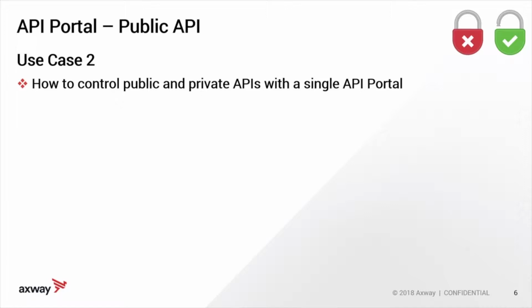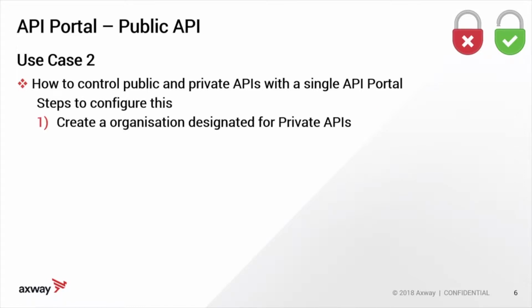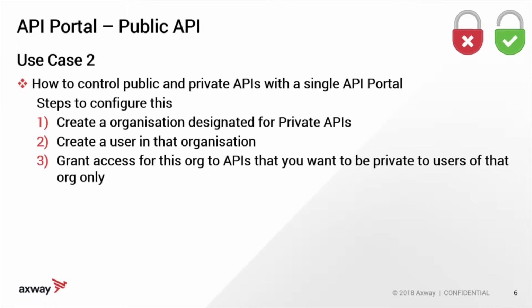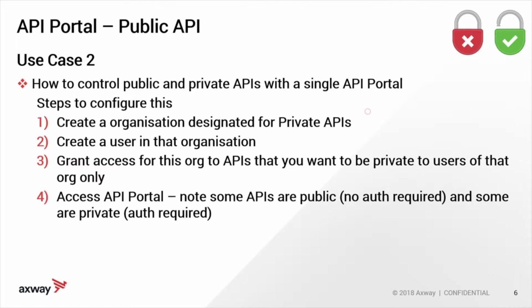I just want to do a quick demo on the public API capability within API Portal, and a second use case on how to control public and private APIs with a single portal instance. There are a couple of steps again to configure this. In API Manager, we will create an organization designated for private APIs. We'll create a user in that organization, and we will grant access for this org to APIs that you want to be private to users of that org only.